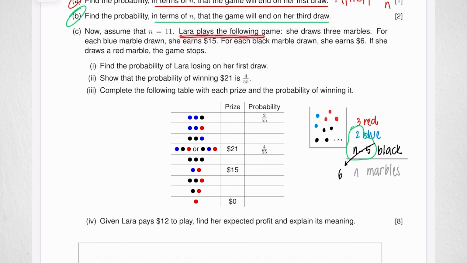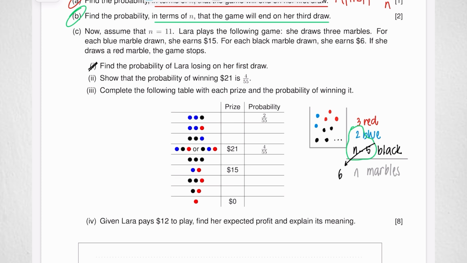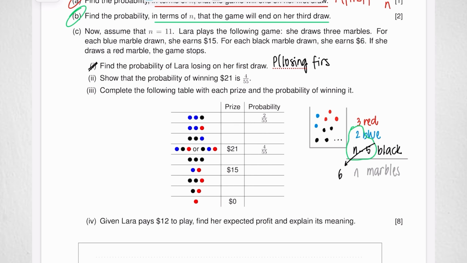And Lada is playing the following game. She draws 3 marbles. For each blue marble drawn, she earns 15 bucks. For each black one, she earns 6. And if she draws a red marble, then the game stops. Now, in this case, the probability of losing in her first draw is 3 out of the total, which is 11 now. So the probability of losing on the first is 3 out of 11, which we can represent in this table right here, which we're going to end up filling completely in the next few questions.